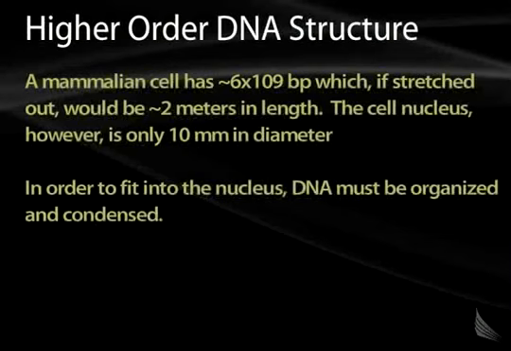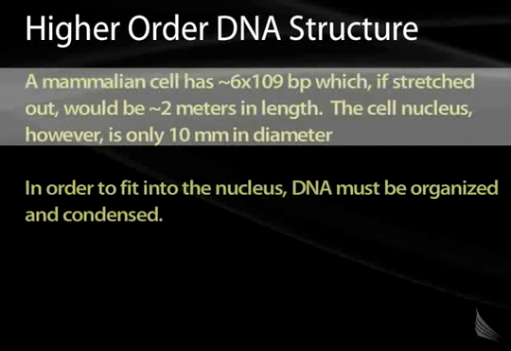Now, there are approximately 6 × 10⁹ base pairs of nucleotides in any mammalian cell. And that's a problem because if you stretched out these nucleotides end to end, they would stretch out to about 2 meters in length. Obviously, that's not going to fit in the nucleus of any cell that we know about. In fact, most cell nuclei are only about 10 micrometers in diameter. And so obviously we've got to compact that DNA, organize it, and condense it somehow in order to get all of those 6 billion base pairs into a single nucleus.